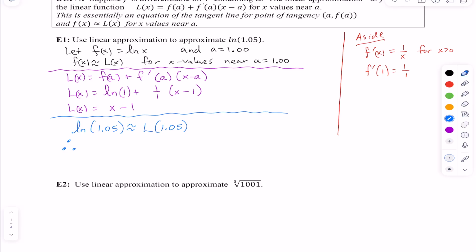Our conclusion is that the natural log of 1 5/100 is approximately, you can see it, approximately 5/100.